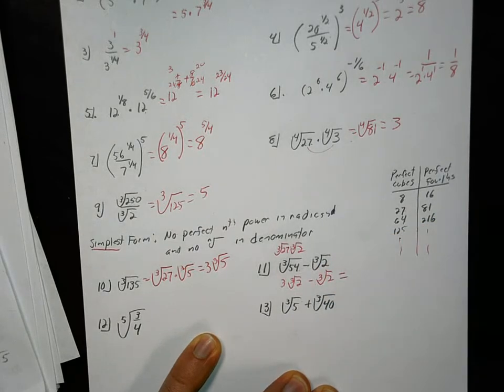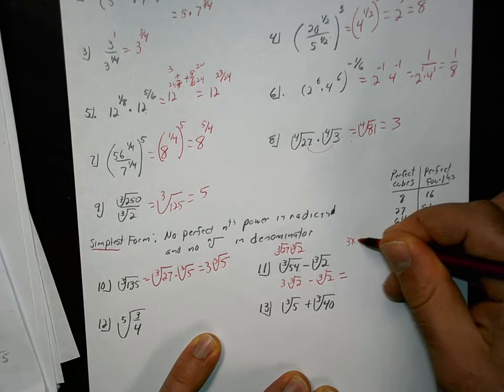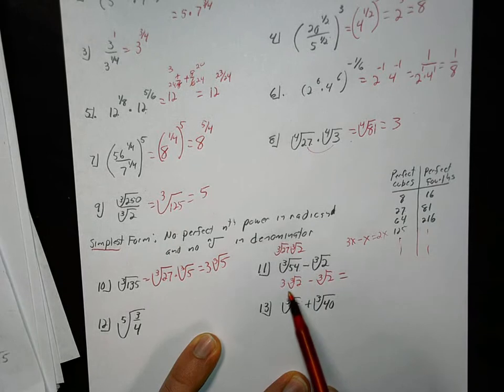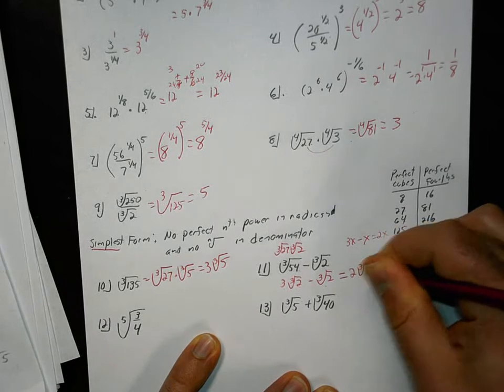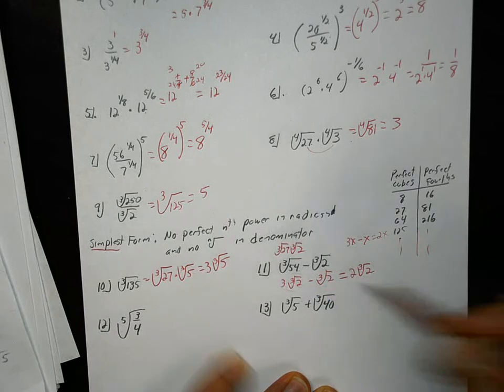So what does that equal? Well, think about this. What would I get if I took 3x minus x? I would get 2x, right? So 3 cube roots of 2 minus 1 cube root of 2 ends up being 2 cube root of 2. That's how you do that. You can treat this like x.